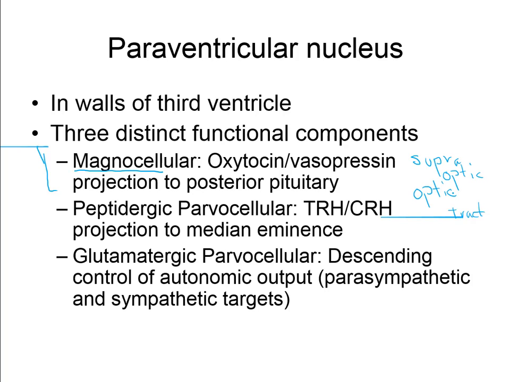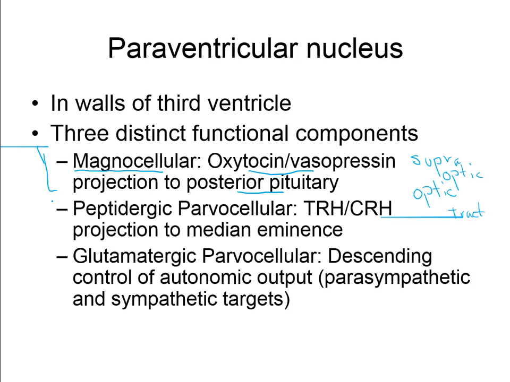Why don't they sit above the optic nerve? Because that's in front of the hypothalamus. So you wouldn't have a hypothalamic nucleus that was supraoptic nerve. Okay? So these project with their axons down to the posterior pituitary where they release these hormones into circulation.